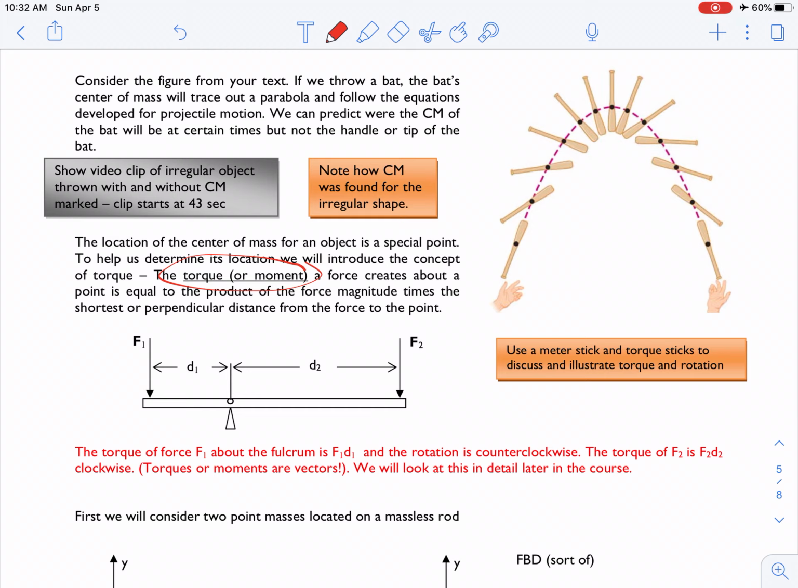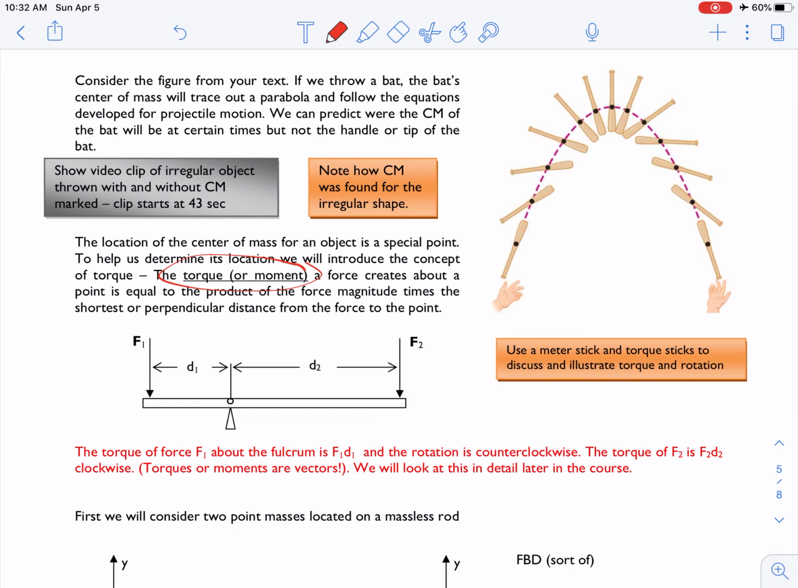Okay, so let's try to understand what torque is. We are going to talk about torque in later chapters, but to understand the center of mass we need the torque concept, so that's why we are going to look into the simplest cases for torque. So we have a kind of a seesaw, right? This point is going to be called the pivot point, but it's also called the fulcrum.